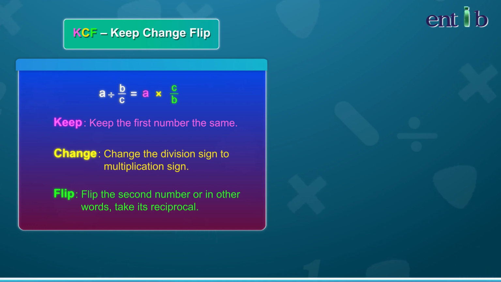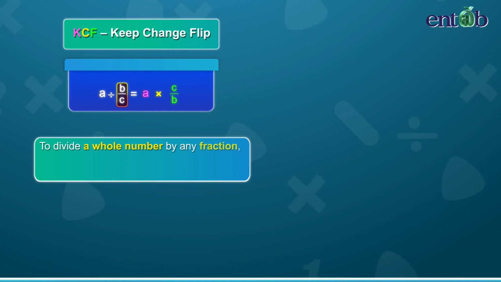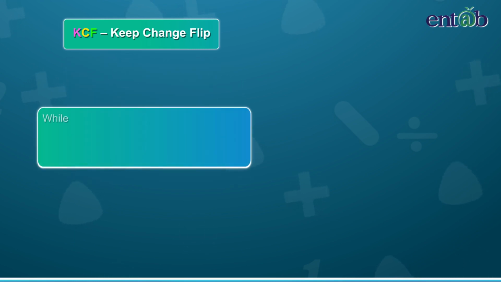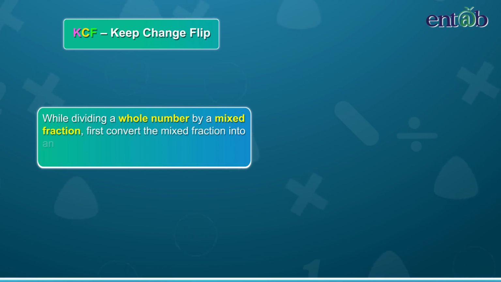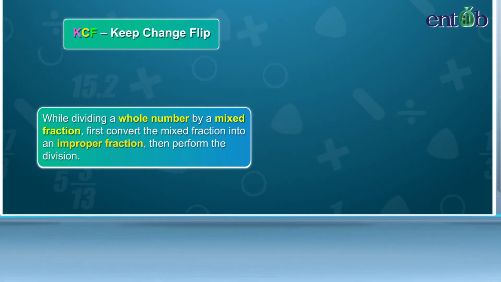Now, follow the same procedure that we use to multiply a whole number with a fraction. Thus, to divide a whole number by any fraction, multiply the whole number by the reciprocal of the second fraction. While dividing a whole number by a mixed fraction, first convert the mixed fraction into an improper fraction and then perform the division. Let us understand it better with the help of an example.